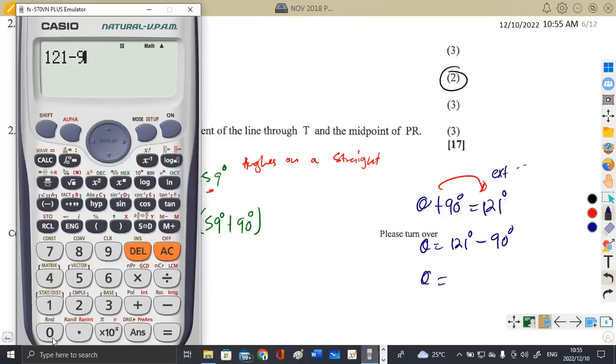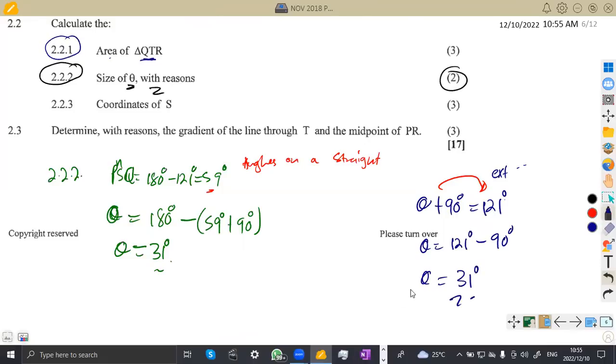121 minus 90 degrees, that is 31. So as you can see, you're obtaining the same angle of 31 degrees. So it was actually easier this way, but there are so many ways that we can use. All right, let's check 2.23: calculate the coordinate of point S.